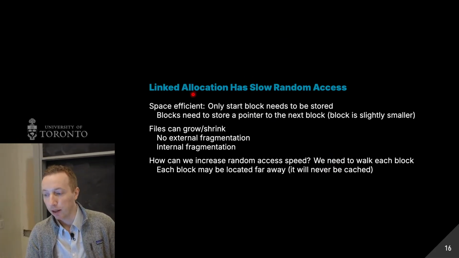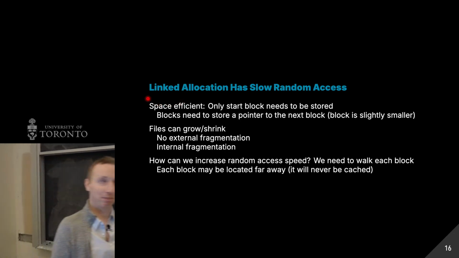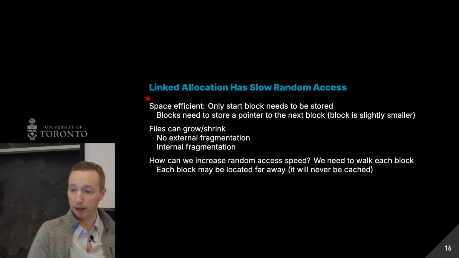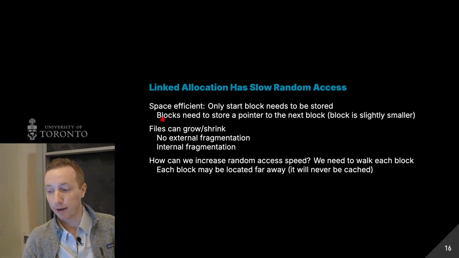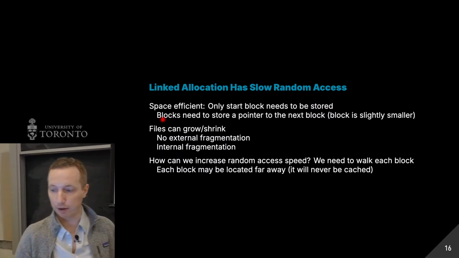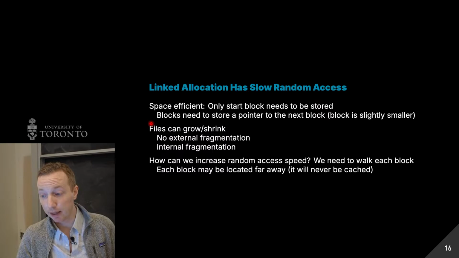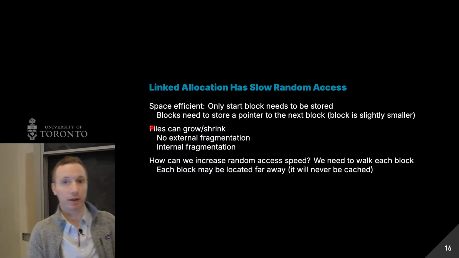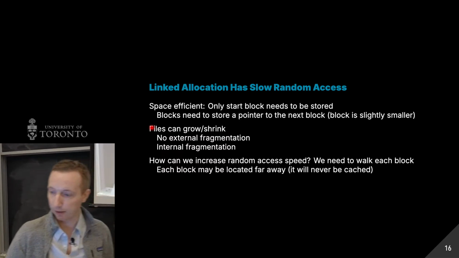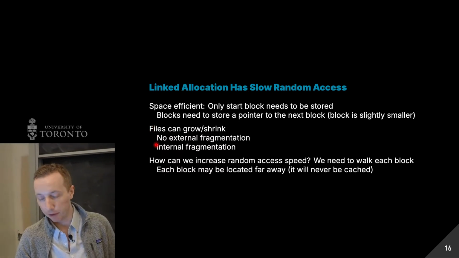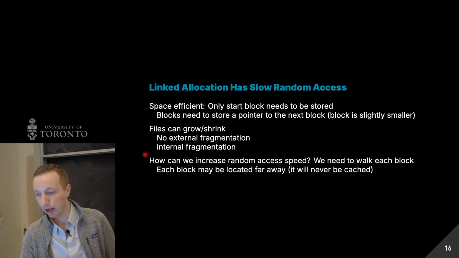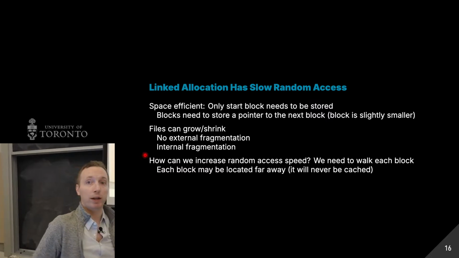So this is space efficient, because to describe the contents of a file, I only need to tell you what block it needs to be stored at. Like I said, the blocks need to store the pointer to the next block, so the block would be slightly smaller. But the big thing here is that files can grow and shrink at will. There's no external fragmentation because one block is as good as any other. There's still going to be internal fragmentation, but we're not ever going to worry about that. But this is really, really slow.